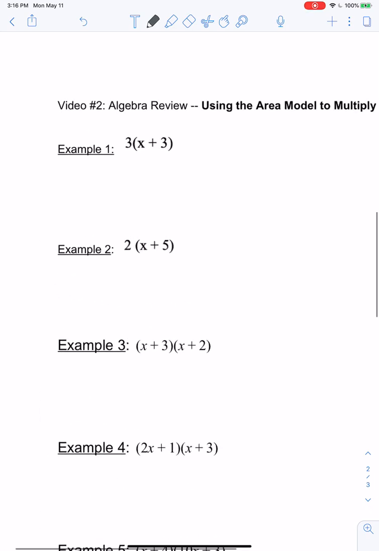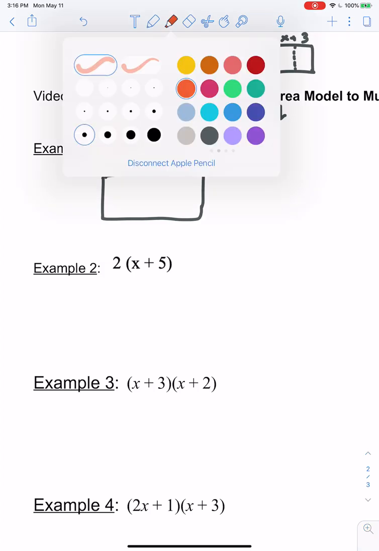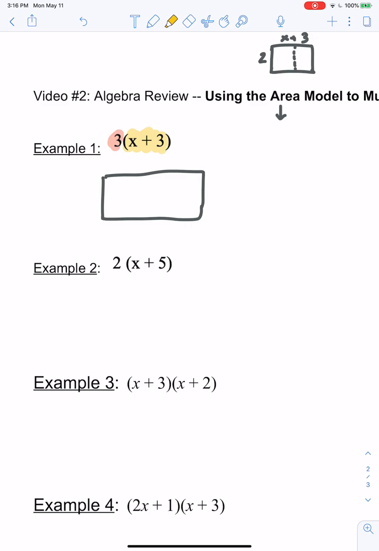So as our first example, just a reminder that the area model uses a square or a rectangle, and we modify the side length, so like 3 and x plus 3, and then we would draw things down, etc. So for every single one of these problems, you're going to want to draw out a rectangle. And depending on what our factors are, so this is a factor and this is a factor, we're going to modify the lengths of our rectangle. So this side of the rectangle is going to stand for this 3.